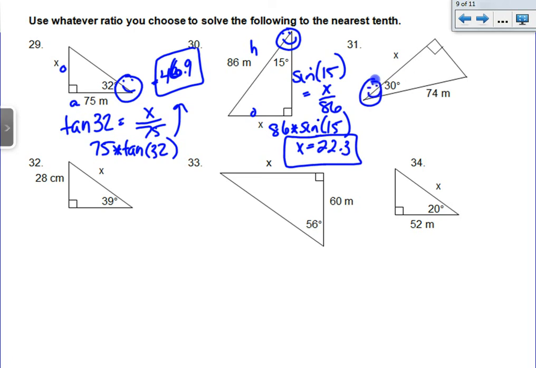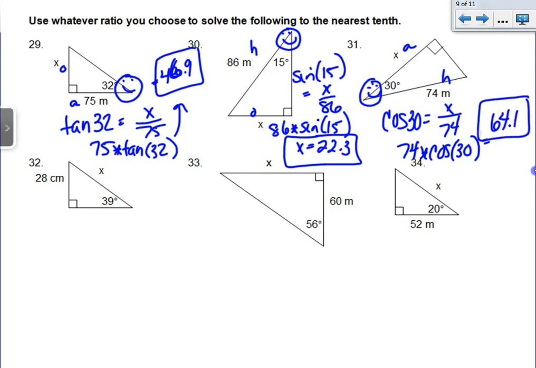Number 31, we've got adjacent and hypotenuse, so that's going to be the cosine function, x over 74, so again we're going to multiply. And we get 64.1. I know you're going to be tempted to not show work on this set of homework, but you need to show setup, so don't bother doing it without showing a setup. Okay, 32.